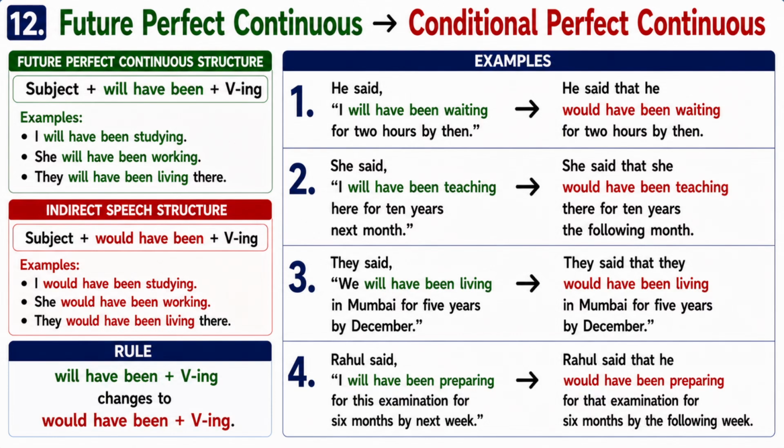Example 3. They said, "We will have been living in Mumbai for 5 years by December." It becomes, they said that they would have been living in Mumbai for 5 years by December. Example 4. Rahul said, "I will have been preparing for this examination for 6 months by next week." It becomes, Rahul said that he would have been preparing for that examination for 6 months by the following week.